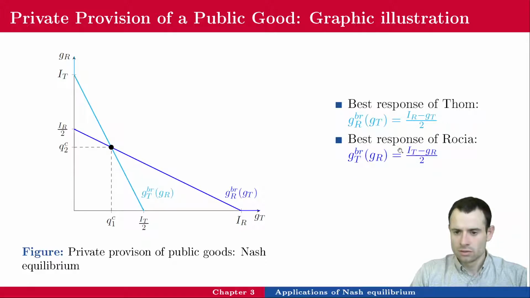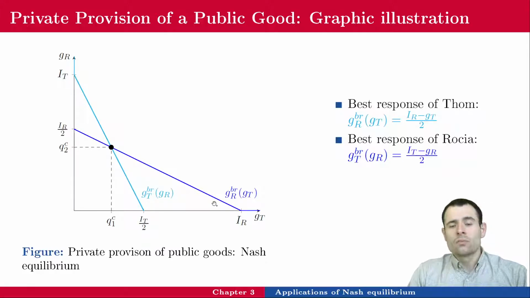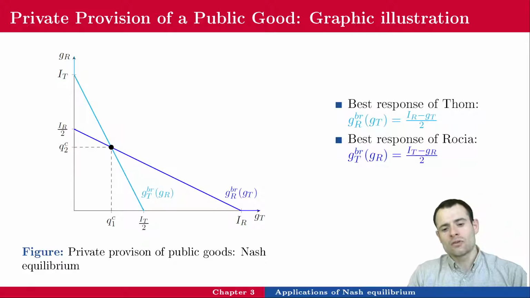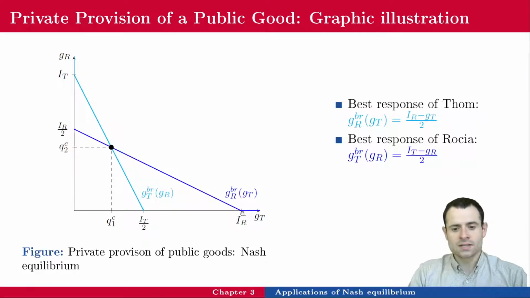Oops, I made a mistake with the labels here. But Rosia is in dark blue. I'll change that later. So, her contribution is (IR minus GT) divided by 2, or 0 if the contribution of Tom goes beyond her own income. And you can see here that when GT is beyond IR, then the contribution GR, the best response, is to contribute exactly 0, which is why here the rest of the line is in blue. It is part of the best response function.